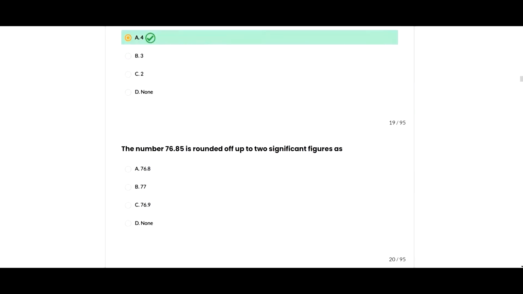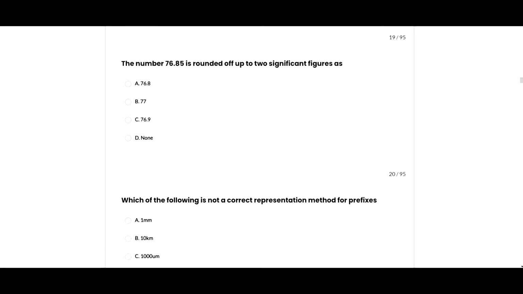The next MCQ. The number 76.85 is rounded off up to 2 significant figures. If you round off, we'll get 77. 77 is given here. B option is correct.